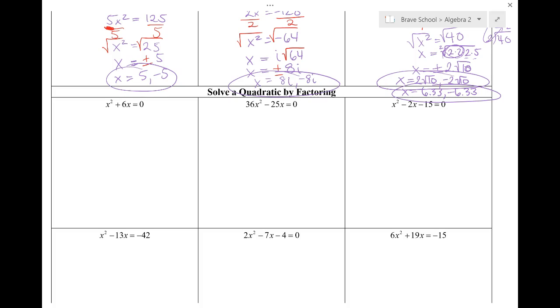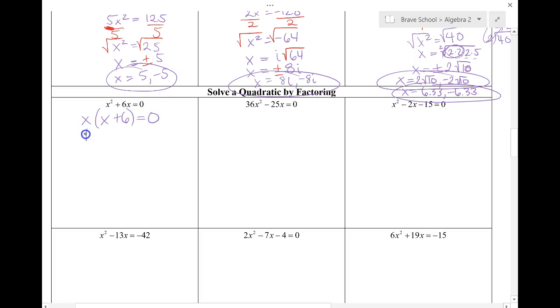Now, x squared plus 6x. Let's factor that. Well, all we can do here is factor out an x. So let's take an x out. I'm left with this. So I took an x out of the x squared and an x away from the 6x.